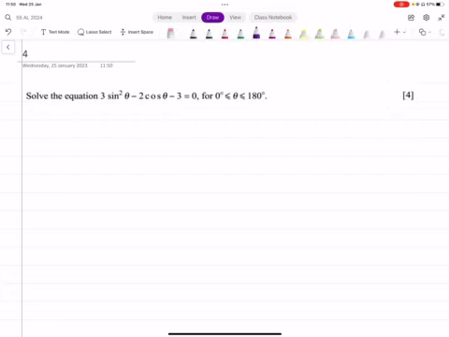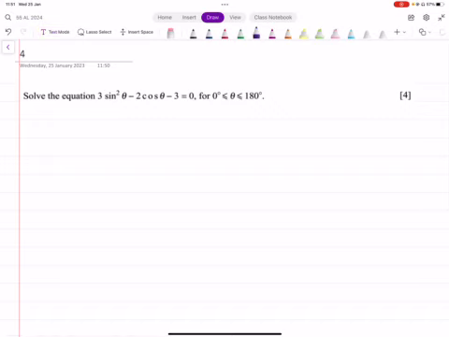All right, so we need to solve this equation. 3 sine square theta minus 2 cos theta minus 3 equals 0 for theta between 0 degrees and 180 degrees. So your final answer has to be within this interval, between 0 and 180. Now, let's write this equation down. We've got 3 sine square theta minus 2 cos theta minus 3 equals 0.